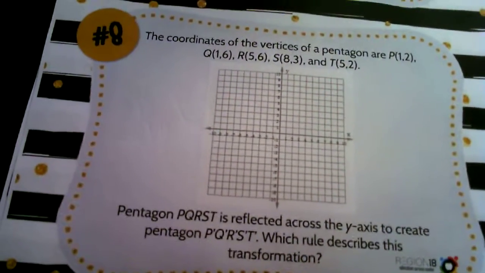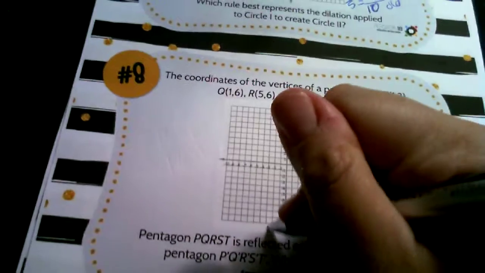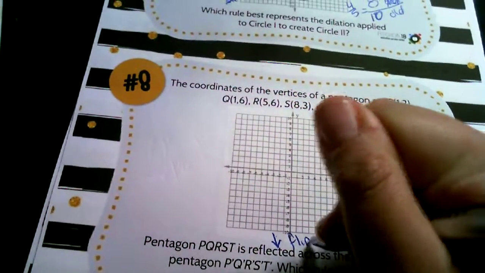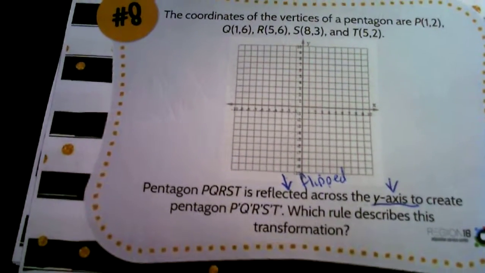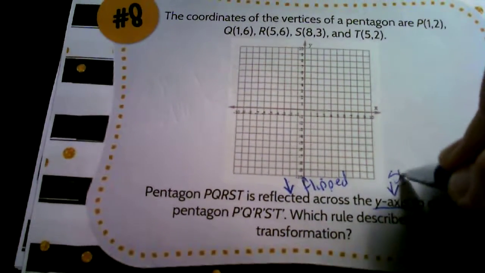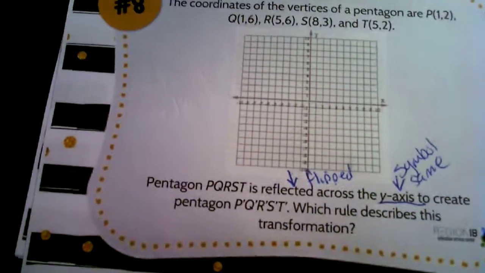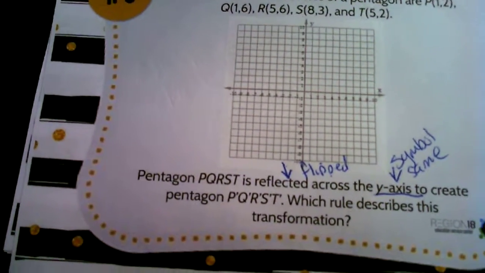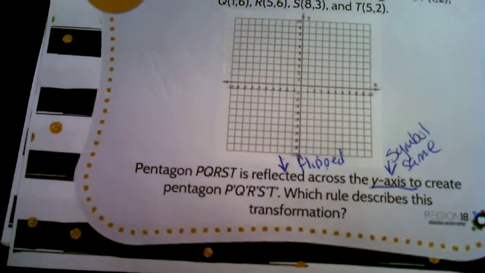Number 8. The coordinates of the vertices of the pentagon are given. The pentagon is reflected. Reflected means flipped across the y-axis. Remember, when it tells you the axis, that means that value or that symbol is going to stay the same. Create pentagon RSQ. Which rule creates this transformation?